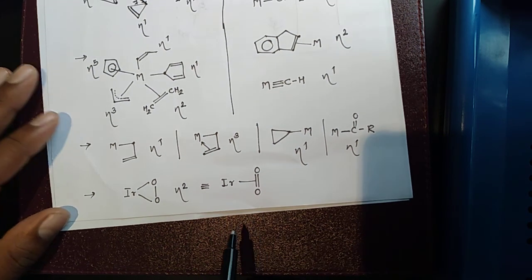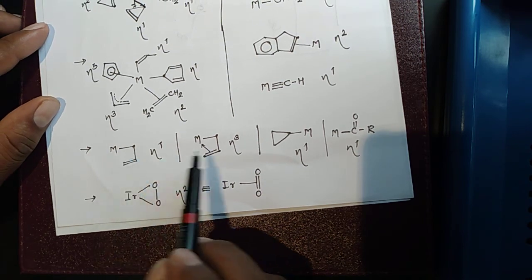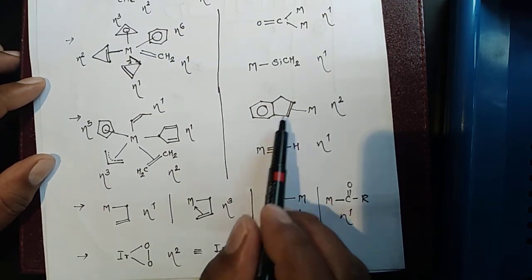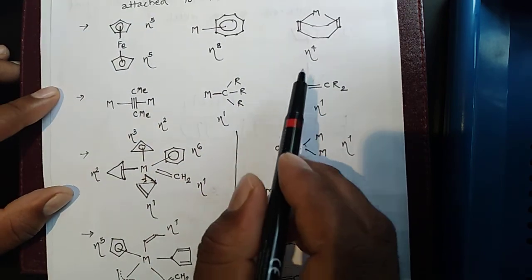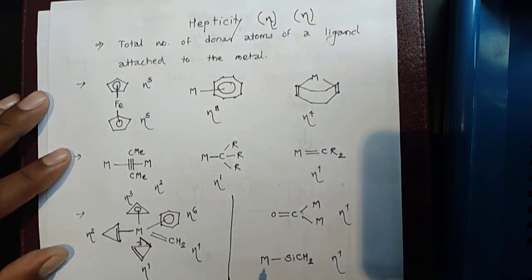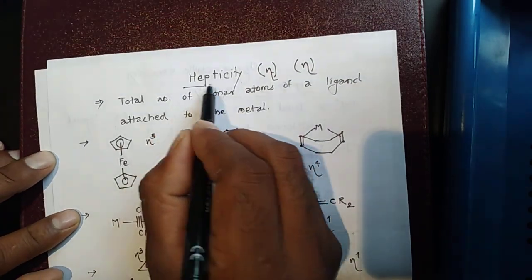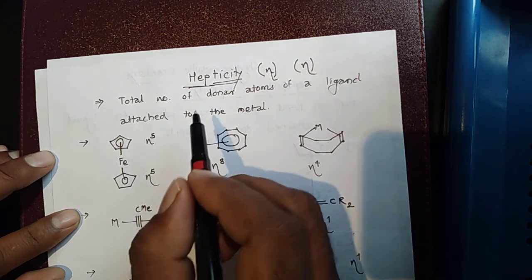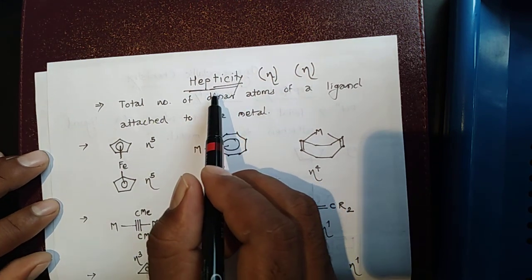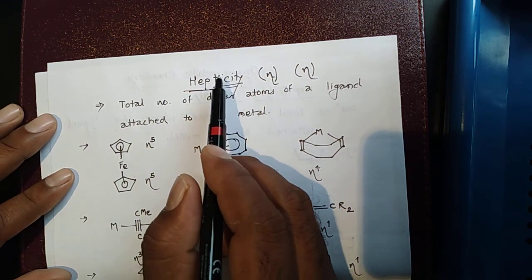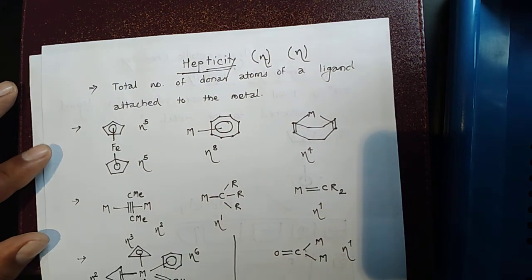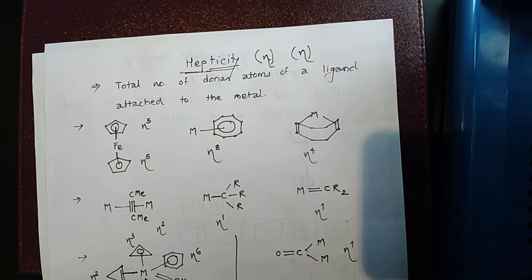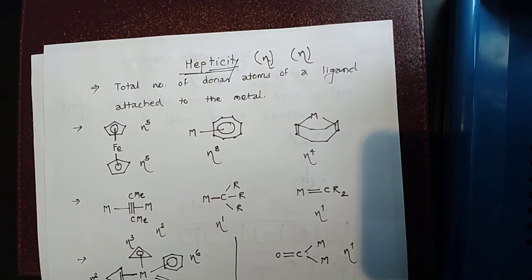Guys, we have solved almost 17 examples. Hope you understand the term hapticity, which is very important in the context of organometallic compounds. We will see another concept or another point in the next video. Thank you. Bye.